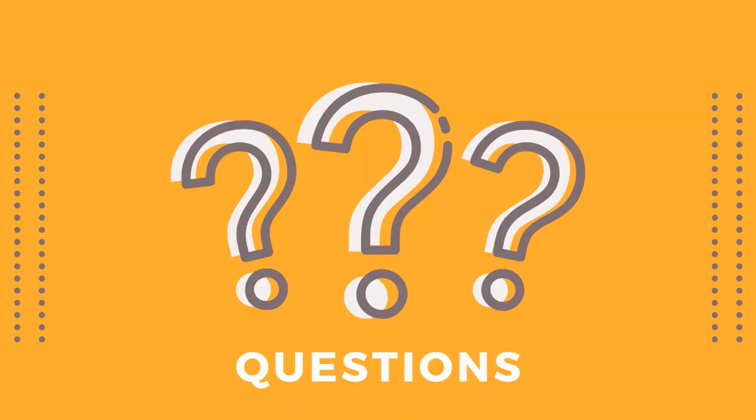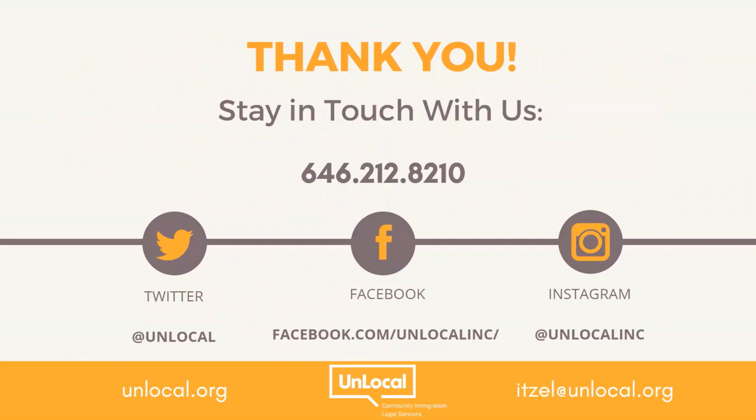If you have any questions or need more information about the New York State DREAM Act and how to apply, please reach out to us, like I said, at 646-212-8210. You can also follow us on Twitter, Facebook, or Instagram to get up-to-date information about the New York State DREAM Act and any of the other services that Unlocal provides. We currently are doing New York State DREAM Act live streams every few weeks to give updates and provide students more information about this process.